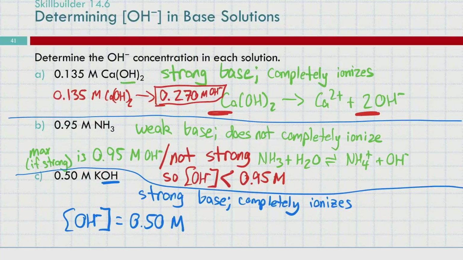Questions about those? Again, the weak bases to know: NH3, C5H5N, ammonia and pyridine respectively, and then stuff like baking soda, sodium bicarbonate, NaHCO3.